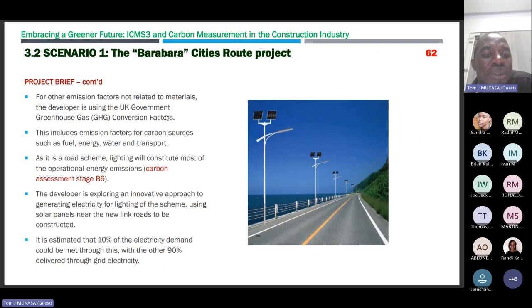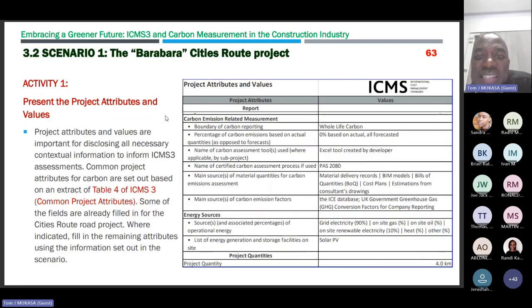Okay. So what I have done is I've picked out a template from ICMS and picked out the project attributes. What am I trying to do? Whole life carbon, the percentage of carbon emissions based on actual quantities. At the moment, it is 0 because it's a forecast, it's at design stage. The tool I'm using is a basic Excel tool created by the developer.